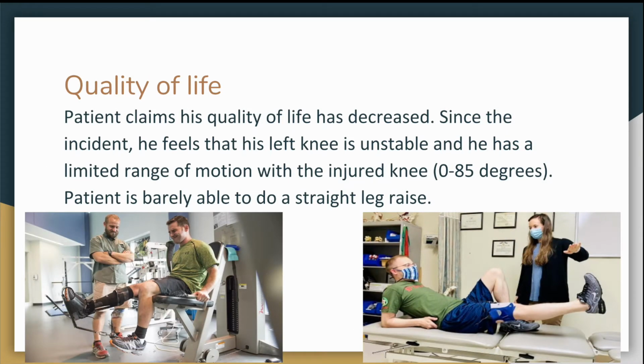He claims his quality of life has decreased. Since the incident, he feels that his left knee is unstable and he has a limited range of motion with the injured knee, which is 0 to 85 degrees. The patient is barely able to do a straight leg raise.